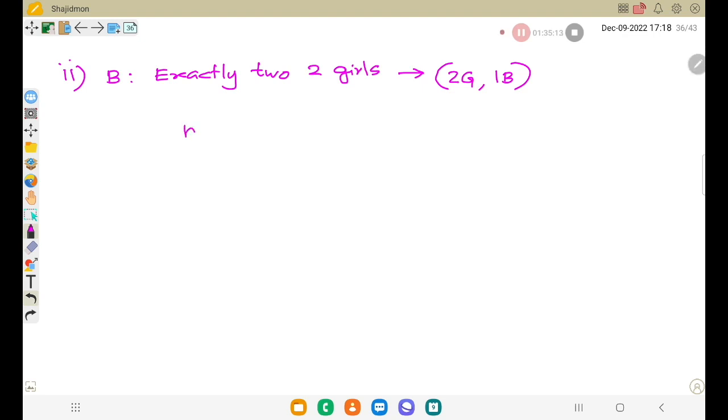So what is the number of elements of B? How many ways can we select like that? Number of B equals 2 girls, correct? How many girls do we have totally? 6 girls. So 6C2 multiply 1 boy also needed. How many boys do we have? 10. So 10C1, correct? So totally you will get 150. 150 ways we can select like that.